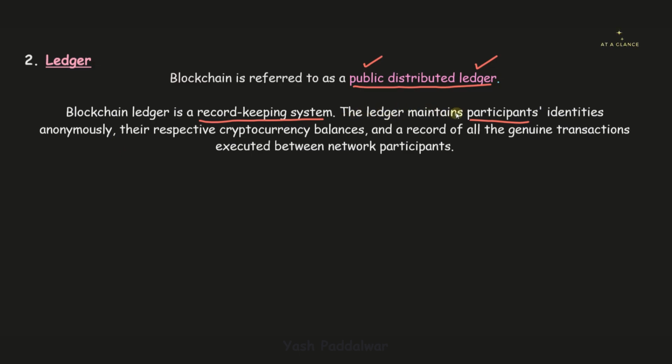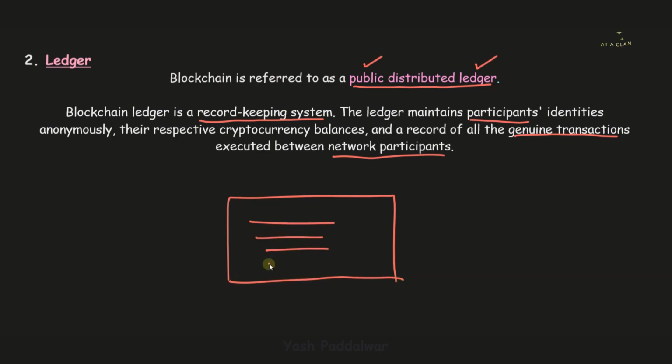Now, the ledger maintains the cryptocurrency balances in every single node's wallet. So basically, how much cryptocurrency is present and what all transactions took place with that particular wallet will be present inside the ledger. And it also keeps a record of all the genuine transactions that take place inside the network and also between the network participants. So basically, it is nothing but a kind of sheet in which every single record will be noted. But the way in which these records are kept is different.